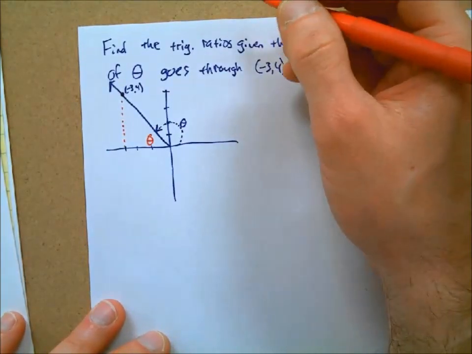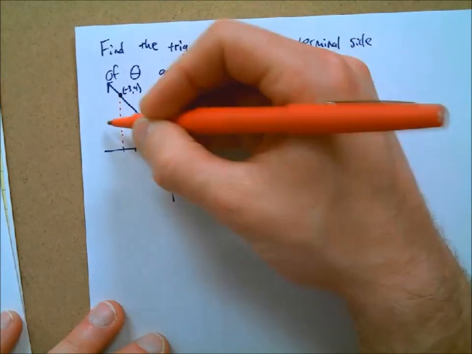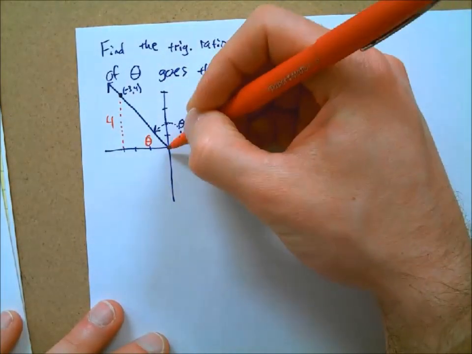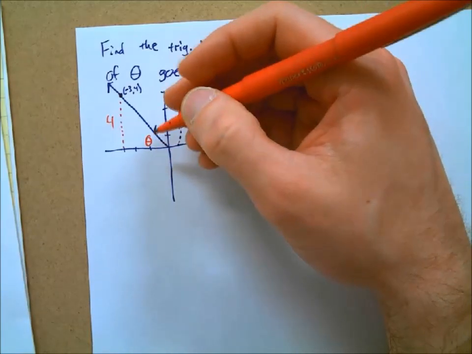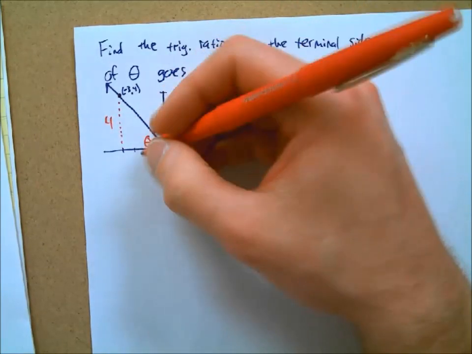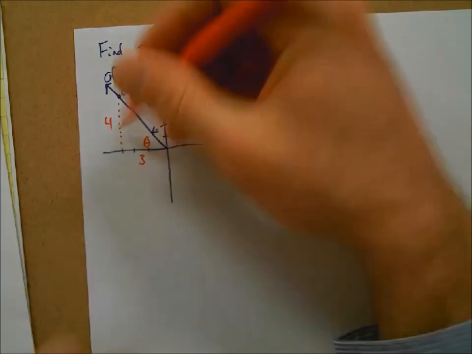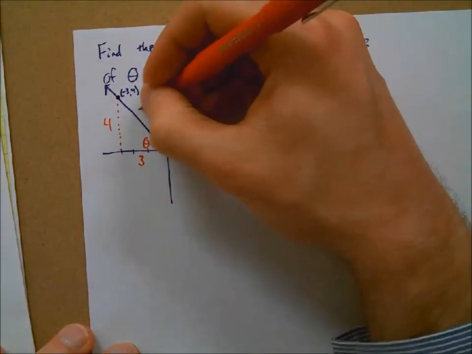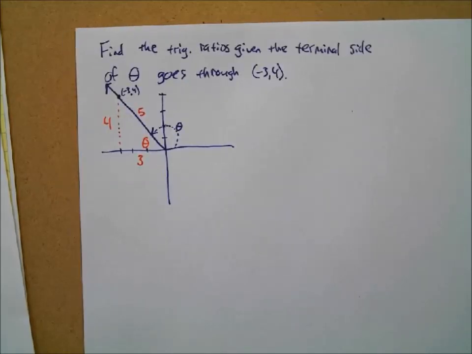Okay, what are the dimensions of this triangle? What's the height of this triangle going to be? 4. What's the length of this leg? 3. Since it's a length, we'll say 3, but you could label it as -3 if you wanted to, but I'm going to label it as 3 since we're talking about a length. That would make the hypotenuse 5, right? This is a nice Pythagorean triple. 3, 4, 5. So we can create a right triangle here.